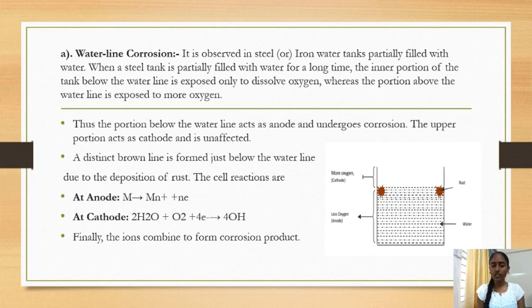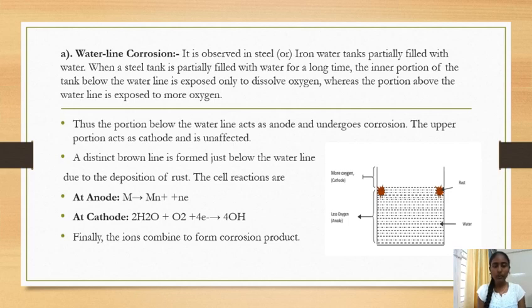Thus, the portion below the water line acts as anode and undergoes corrosion. The upper portion acts as a cathode and it is unaffected. A distinct brown line is formed just below the water line due to the deposition of rust. Thus, rust is formed at the water line, where the tank and the water border meet. The reactions are like this.